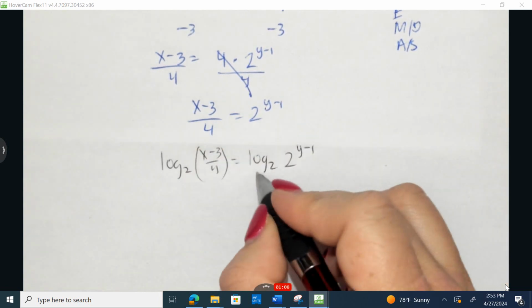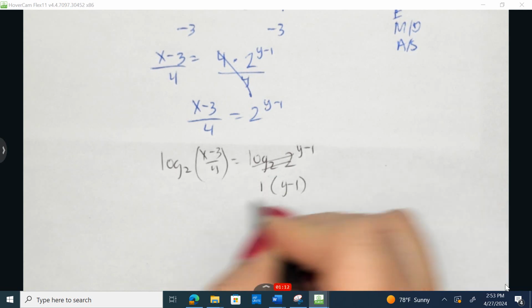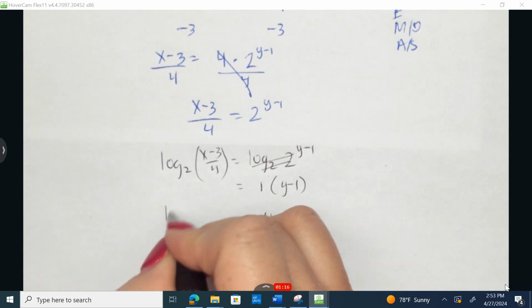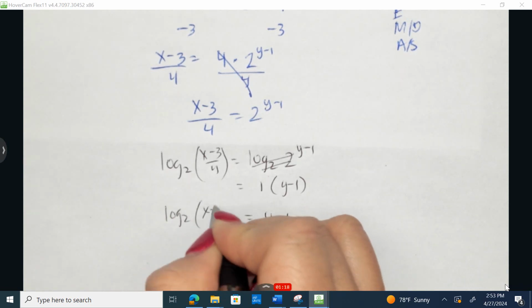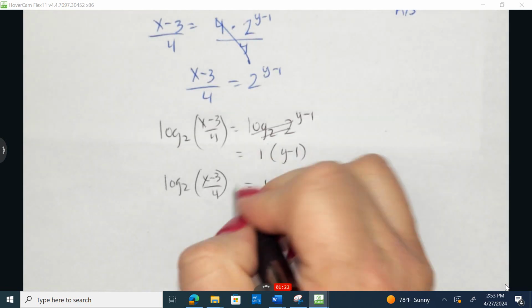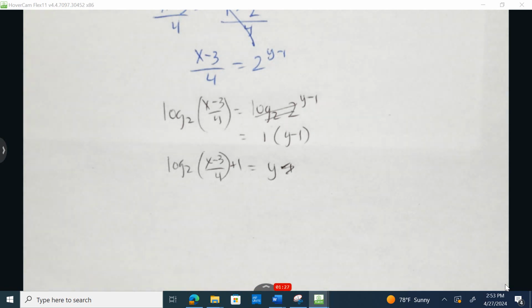Now on the right hand side, log base 2 of 2 is 1, so I have 1 times the quantity y minus 1. Well, 1 times that doesn't change anything. I have y minus 1. On the left hand side, I have log base 2 of x minus 3 over 4. Now I'm going to add 1 to the opposite side. I'm just going to be lazy, add 1. This is in condensed form.